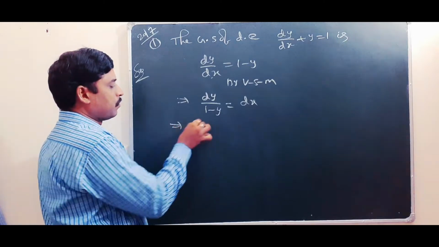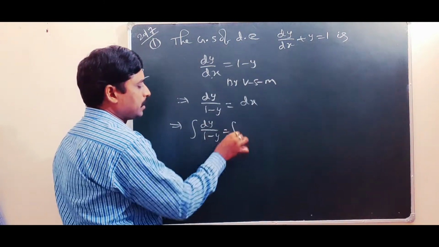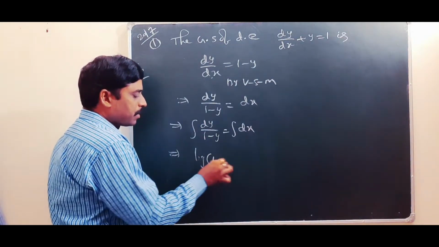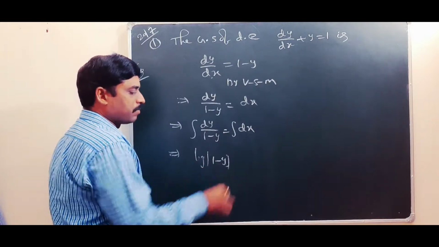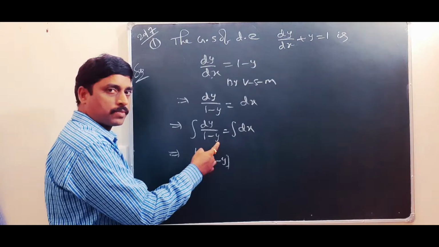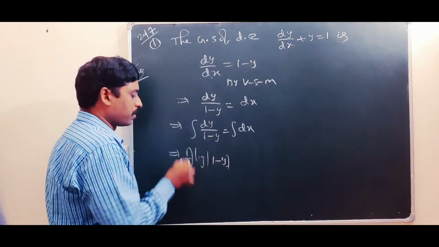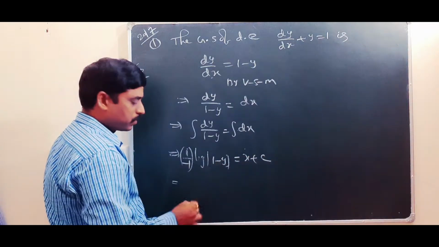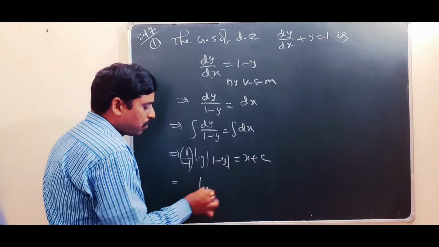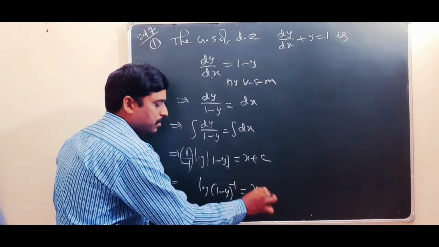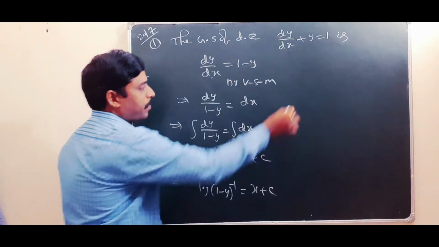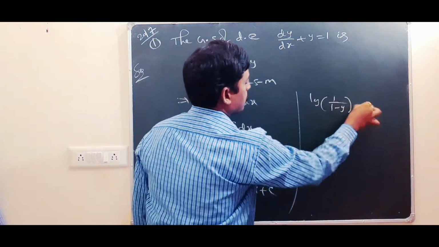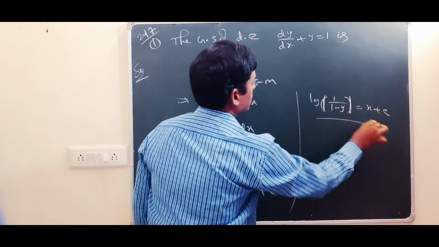Now taking integration on both sides, integral dy/(1 minus y) is equal to integral dx. Integral dy/(1 minus y) gives log modulus of (1 minus y), but the derivative of (1 minus y) is minus 1, so the integration is also 1 by minus 1, equal to integral 1 dx, which is x plus c. So minus log (1 minus y). Taking the minus into the power, log of (1 minus y) whole inverse is equal to x plus c. Log of (1 minus y) inverse is log of 1/(1 minus y) is equal to x plus c. This is the answer.